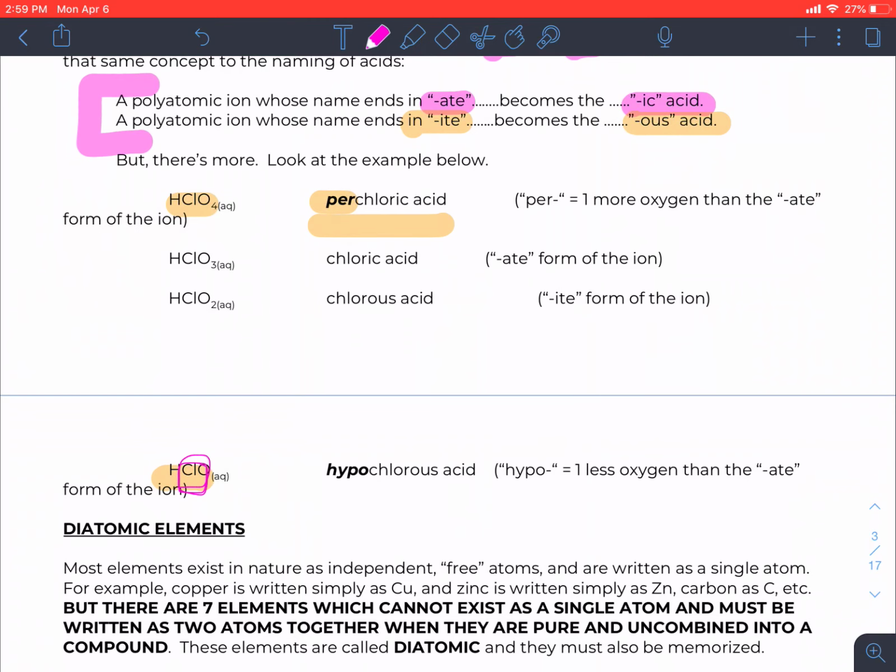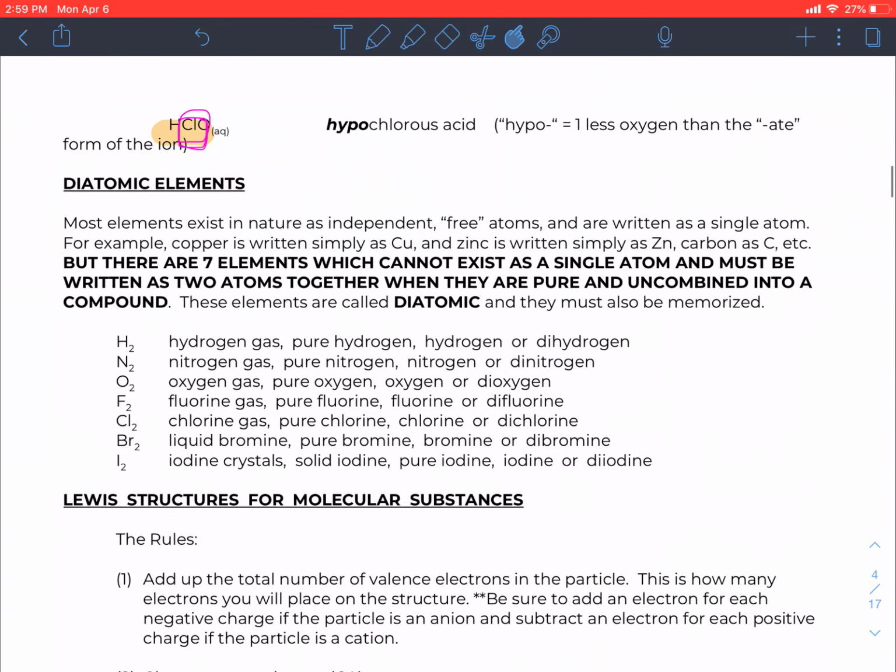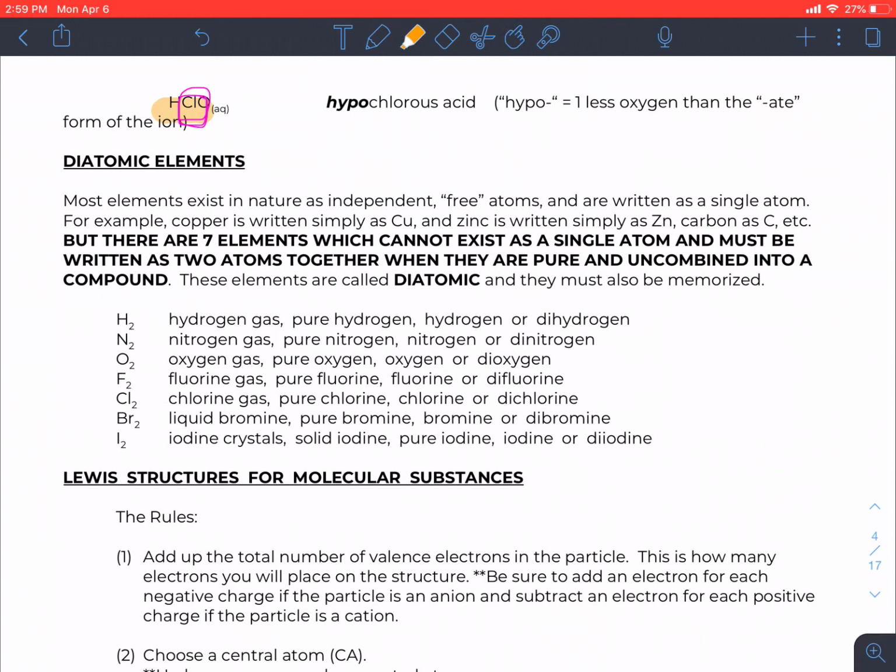Last but not least, your diatomic elements, which you guys should already know. There are 7 diatomic elements that cannot exist as a single atom, and they always have to be as a pair, as a molecule. That's why they're called diatomic. These are your 7. I would like to remind you of the phrase Brinclhof. BrINClHOF. Those are your 7 diatomic elements. In nature, they always exist as a molecule.